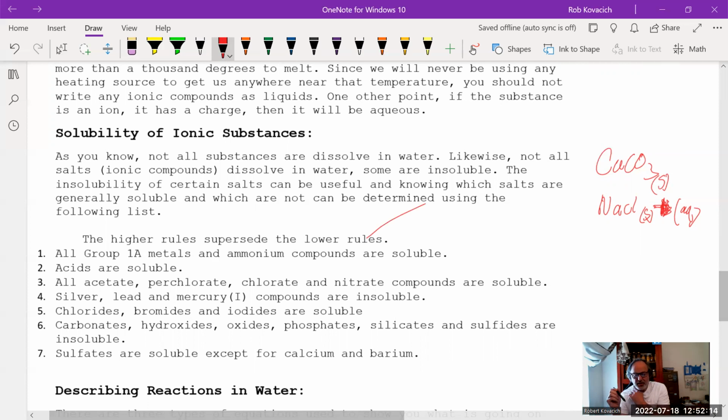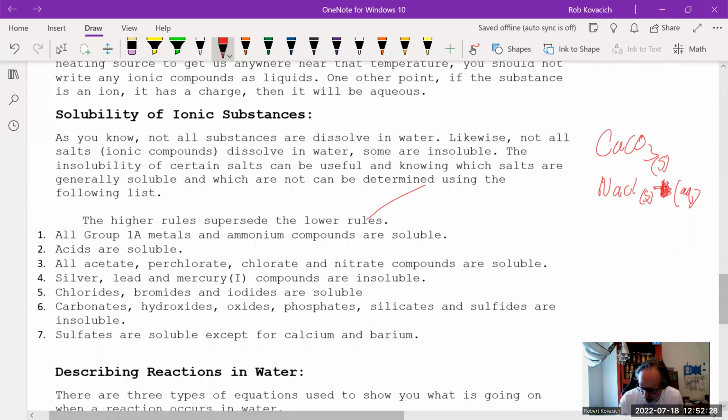And so what's important to realize about this list is the rules that are higher on the list supersede rules that are lower on the list. So if I've got some situation where there are two conflicting statements, whichever statement is higher wins. So let's go through some examples so we understand what's going on here.